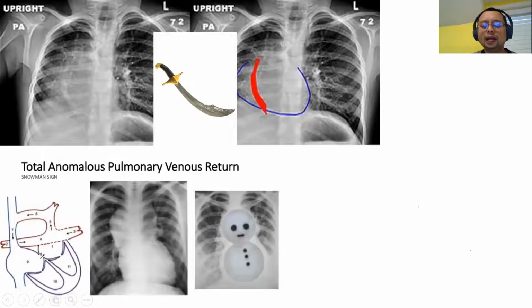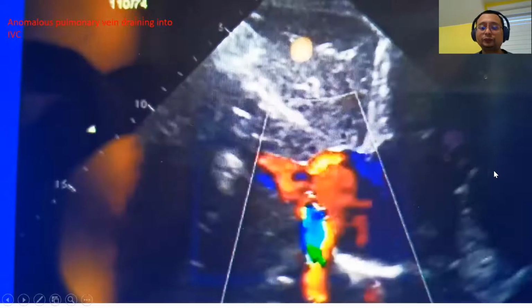Another one that I wanted to show you, something that might be useful for exam, is what we call a snowman appearance in X-ray. This is when you have a total anomalous pulmonary vein connection going to the vertical vein, to the brachiocephalic vein, and to the right superior vena cava.